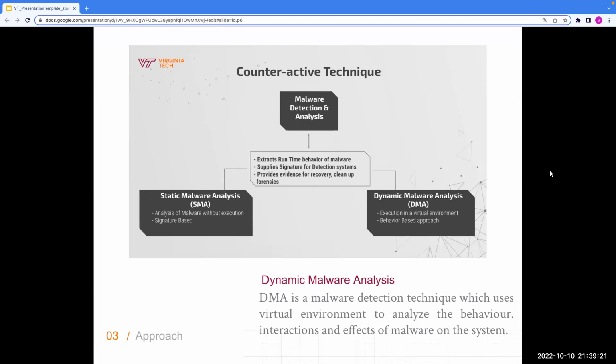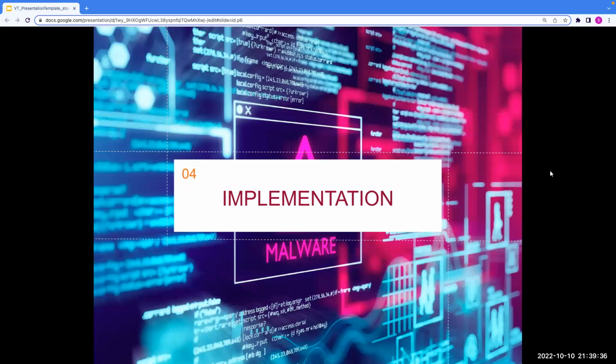Now let's look at the approach. I have borrowed the classification chart from our first meeting. The research problem involves working on dynamic malware analysis, which essentially means setting up a VM for analyzing the behavior, interaction, and effects of malware on the system, a behavior-based approach. Let's look at the implementation.